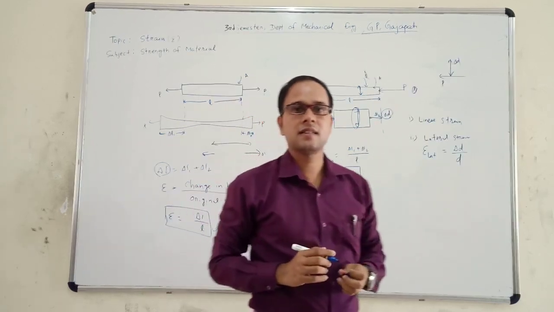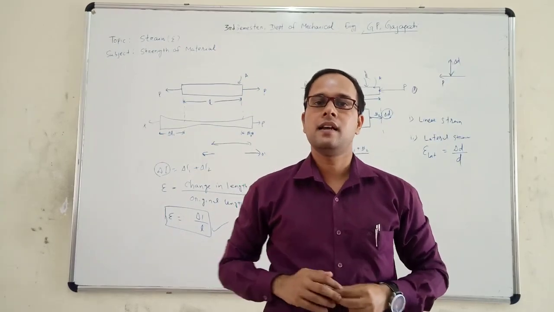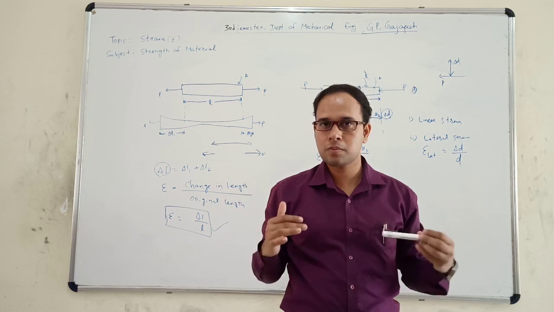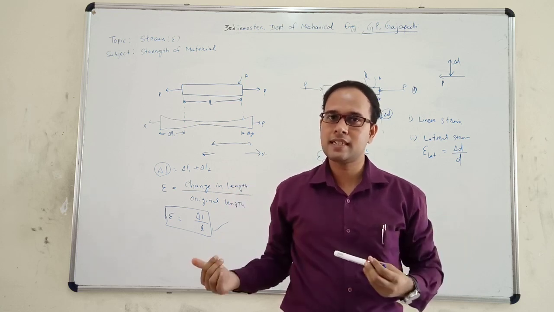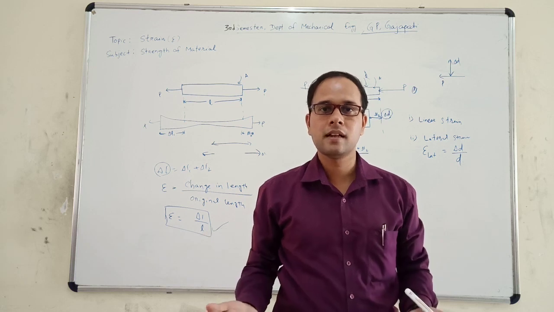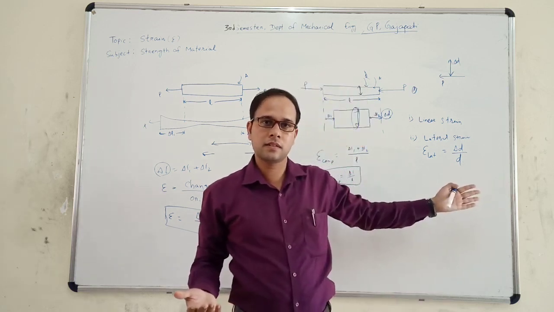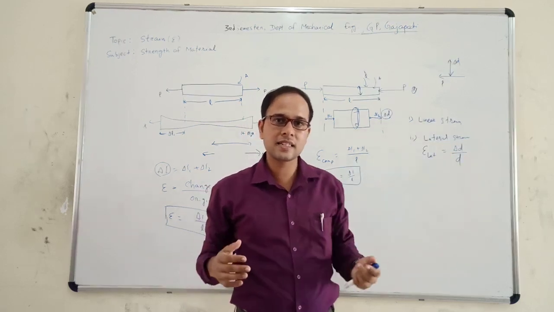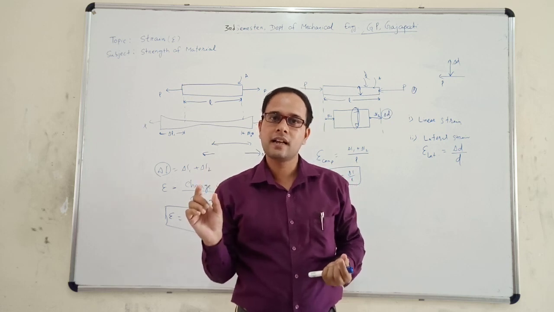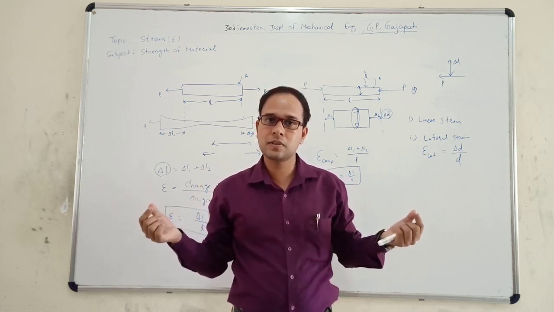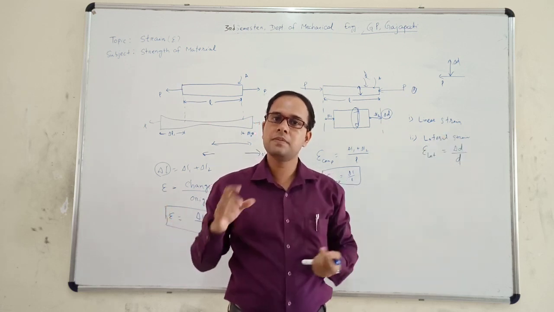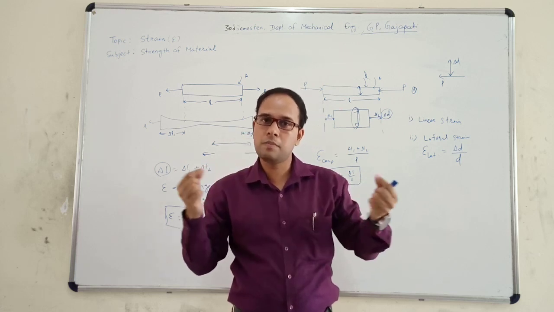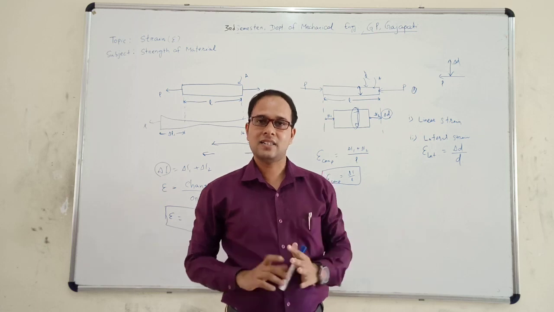Today we have discussed the meaning, or definition, of strain and the types of strain. We have categorized strain on the basis of application of force: if it is tensile force, tensile strain; if it is compressive force, compressive strain. Another category of types of strain is linear strain and lateral strain. If the change in dimension is taken along the direction of application of force, it comes under linear strain. If the change in dimension is taken along the perpendicular direction of the application of force, it is known as lateral strain.